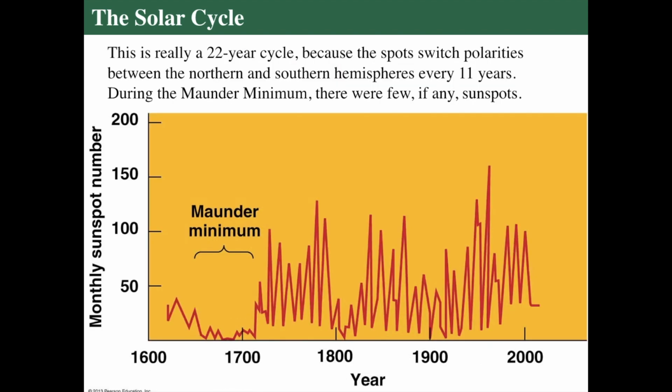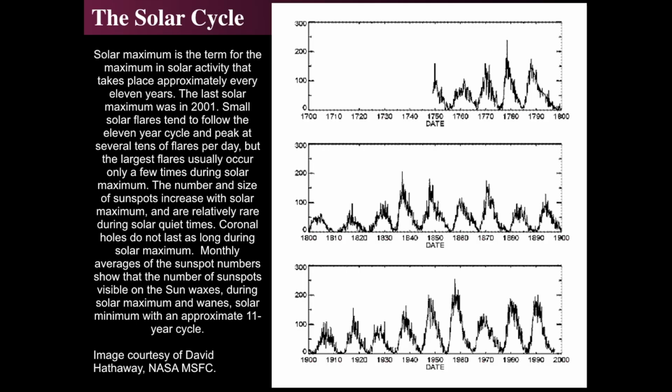And in fact, it's actually a 22-year cycle because we switch magnetic polarities. It goes from magnetic north to magnetic south and so on. Therefore, the number of sunspots is every 11 years, but if you add in the magnetic polarity, it's every 22 years. And then there was an interesting time right after Galileo started looking called the Maunder minimum, where there were few, if any, sunspots. And it was not for want of looking, because people really were looking for them at that time. We'll get back to that in just a second.